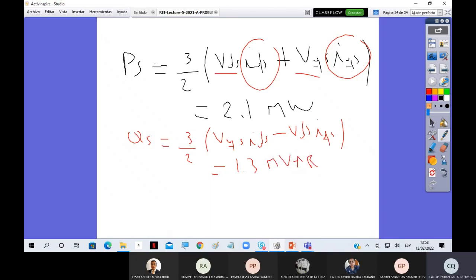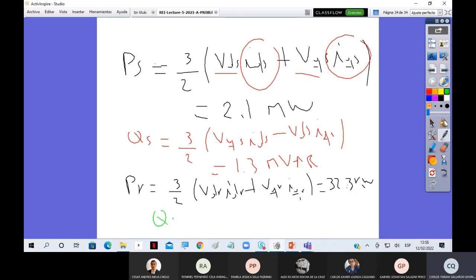Okay, what about the rotor? So the rotor active power is equal to 3/2 times the direct axis voltage times the direct axis current plus the quadrature axis voltage times the quadrature axis current. So once again, substituting the values, I get the same value, 32.3 kilowatts. Okay, and finally, the rotor reactive power is equal to 0. Okay, so using any reference frame, at the end, I get the same values.